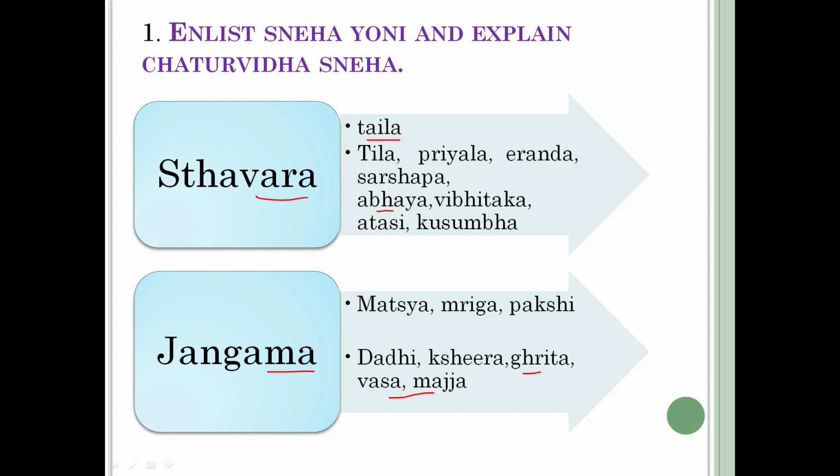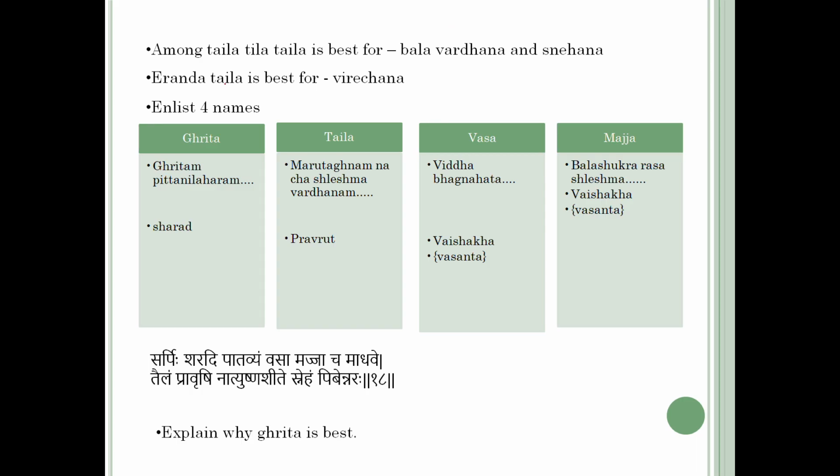Next is Jangama. In Jangama, what are the sources? They are Ghrita, Vasa, Majja, Dadhi, Kshira are the sources. From where we are getting it? From the Matsya, Mriga and Pakshi we are going to get. So these are the Sneha Yoni. In this you have to add a point, that is among the Taila, Tila Taila is best for Balavardhana and Snehana. For 2 things Tila Taila is best, that is for Balavardhana and Snehana. And Eranda Taila is best for Virechana. We all know it. Eranda Taila causes Virechana. So Eranda Taila is best for Virechana.